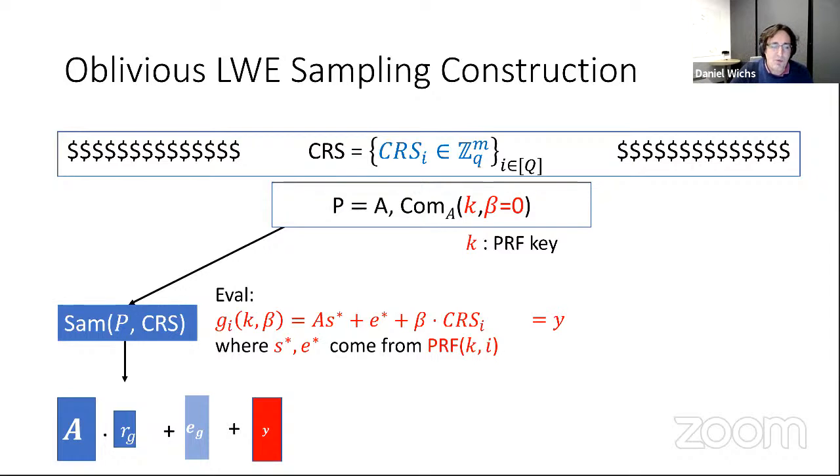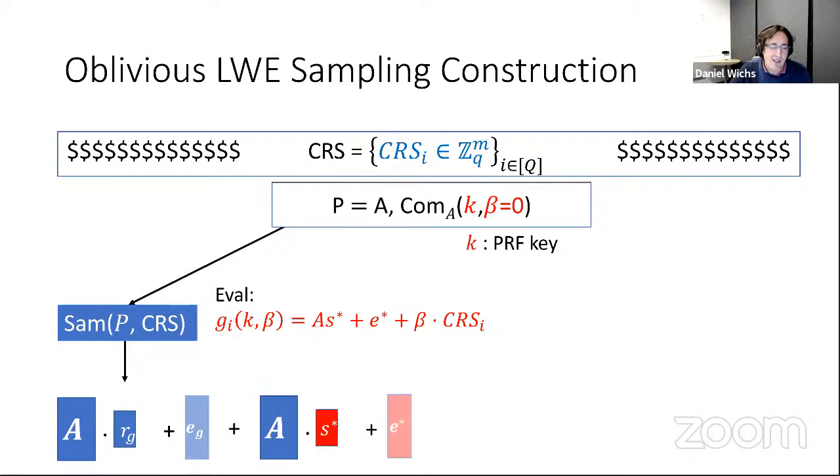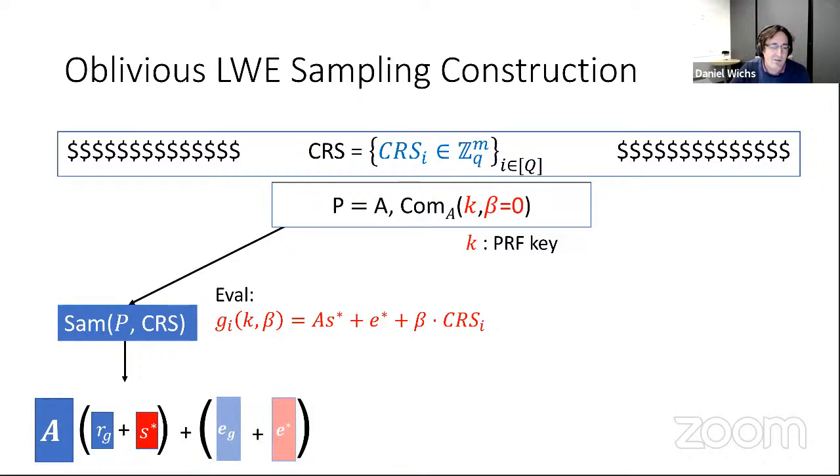Okay, so this is what the i-th sample looks like. y is the output of this function G_i, and r_G and e_G are just some randomness that comes from the homomorphic evaluation process. Now, if I expand it out, then this y is just As* + e*, because again, remember beta is 0. And so let me just group it together.